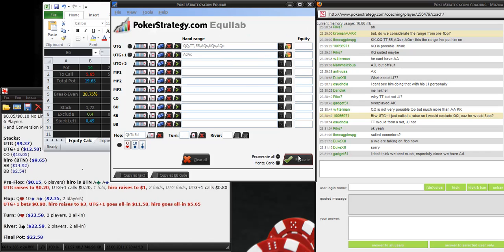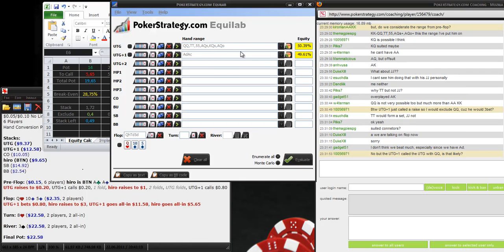And see, we need about 30% equity, and as you see against this kind of range, if we expect the opponent to ever have a hand like ace queen or king queen suited, then it's very easy for us to even go broke.